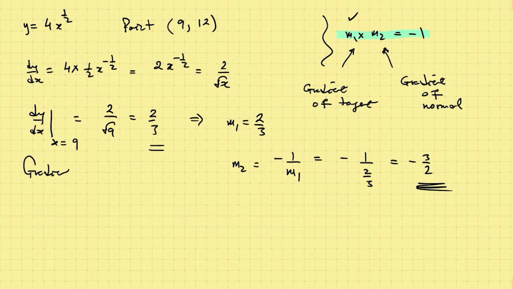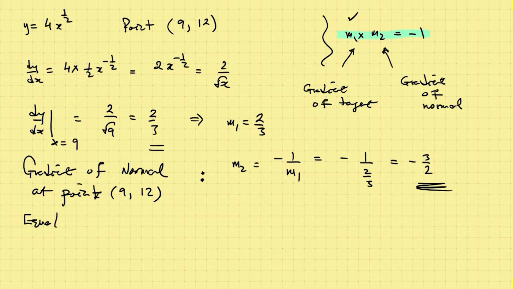So the gradient of normal at the point, and that's the important part, because if you change the point, you change what the gradient's going to be. So at the point (9, 12) it has now been worked out. Since we know that, we go back to our standard equation.